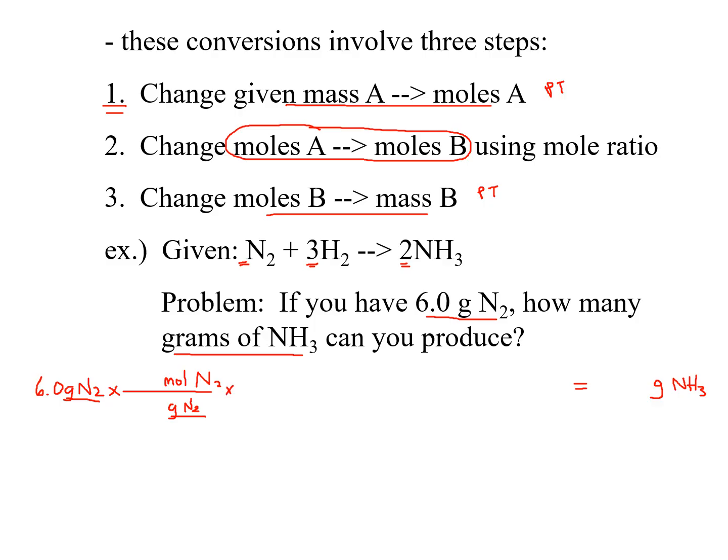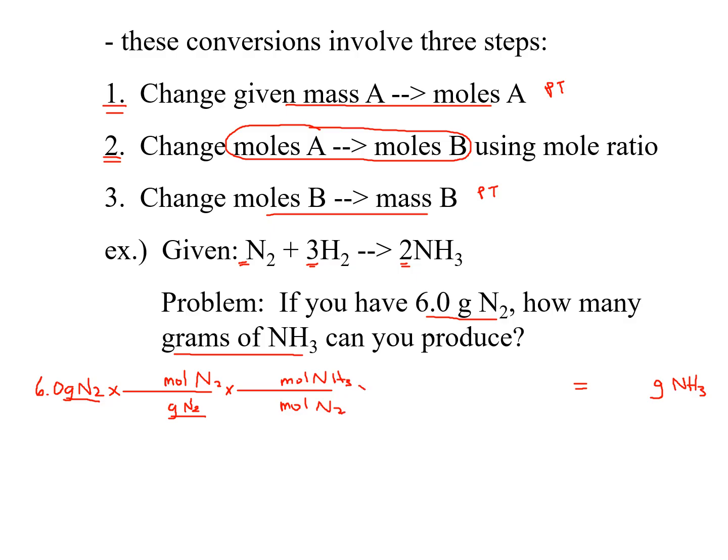So, next, let's do the second step. The second step up here says that I'm going to change moles of A, and A in this case is N2, right? So we're changing moles of N2 into moles of what we're looking for, which is NH3. So I'm going to go from moles of N2 to moles of NH3. Again, I'm not going to worry about the numbers here. I can go back and do those in a minute.